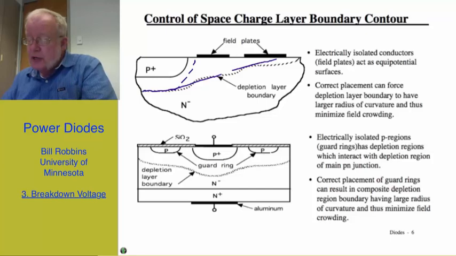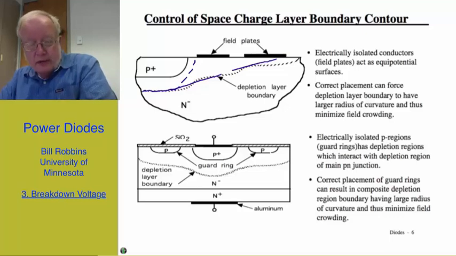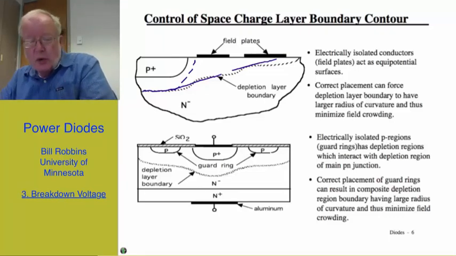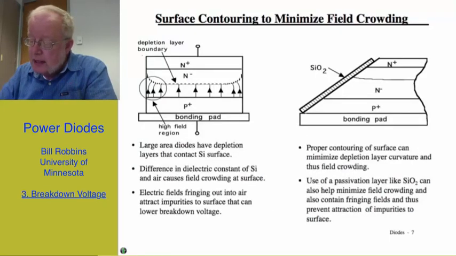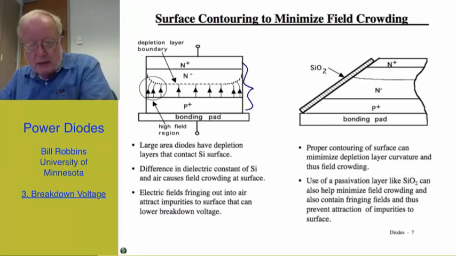And in very large devices, which are made to handle large currents and large voltages, often the entire wafer is used for the device. And in those circumstances, we have to worry about the edges, the vertical edges that I'm highlighting here, and what their influence on the breakdown voltage might be.